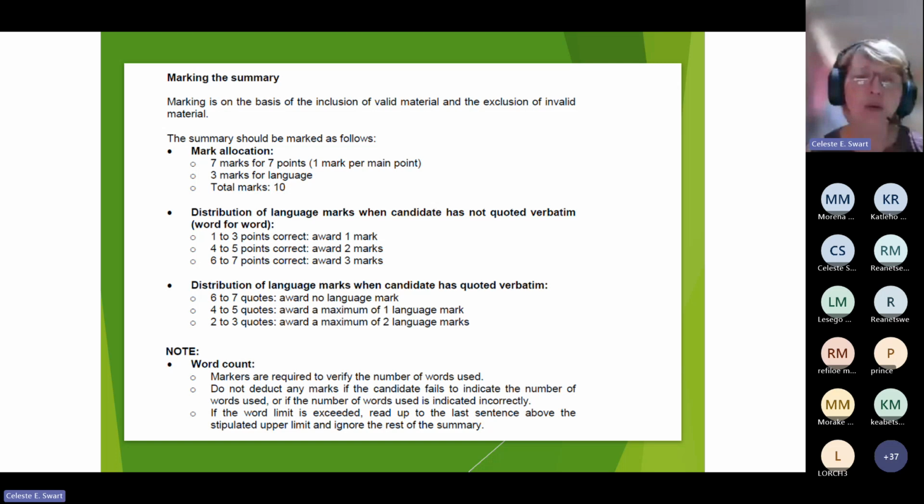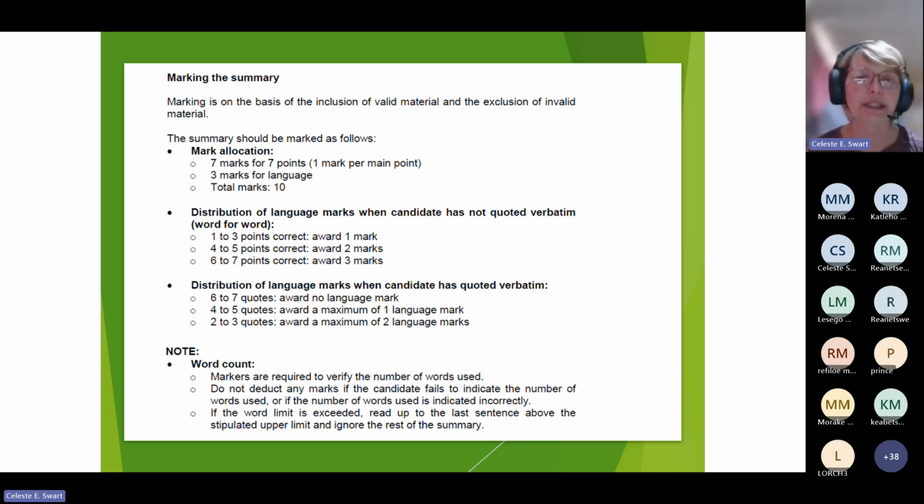If you have 4 to 5 quotes in your response, remember that can only happen if those are correct facts. They're not going to say, oh, you've quoted everything and now you're going to lose language marks because you haven't quoted a fact. Obviously, if there's no fact, it doesn't influence here. 6 to 7 quotes, you get no language mark. Be careful that you don't throw away your marks when you do this.